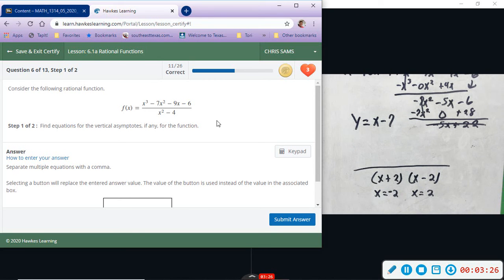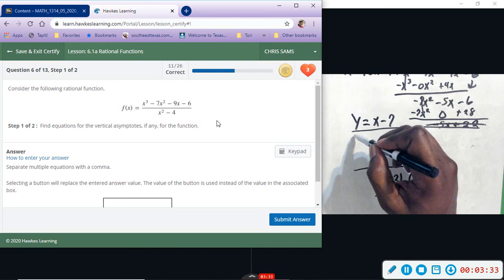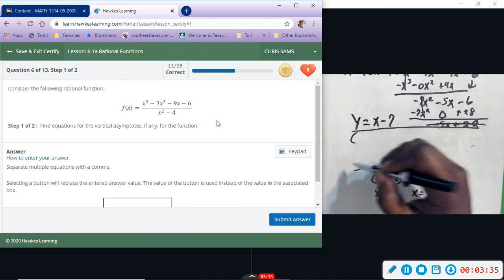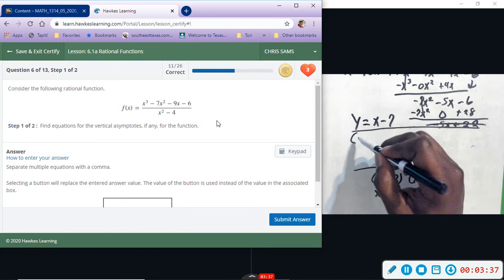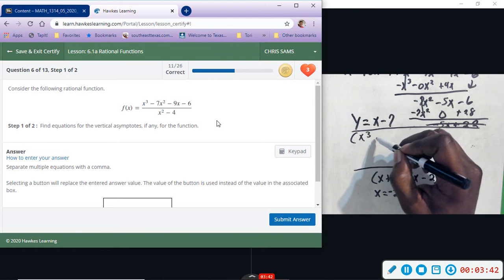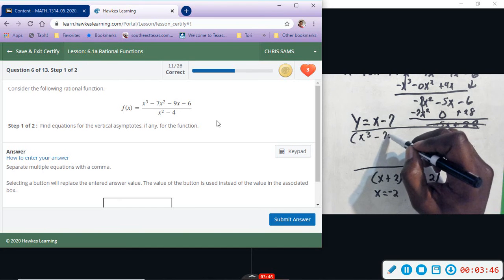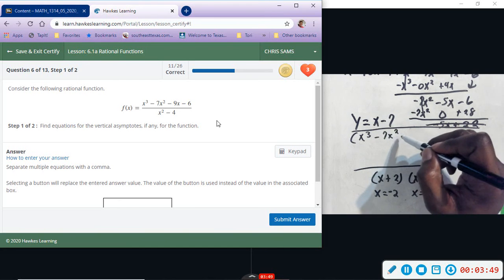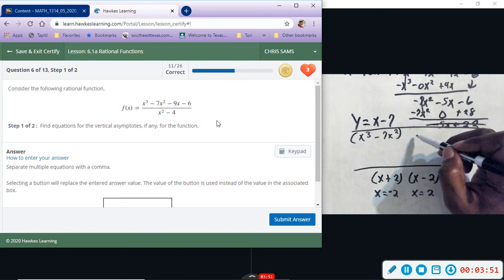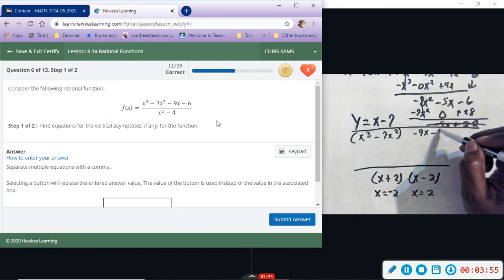So the numerator, I'm going to factor that. I'm going to try to factor it by grouping. Give myself some space here. So I'm going to start up here and write the factor form right above that line. So I'm going to start out with x cubed minus 7x squared. I'm going to group those two together. And then negative 9x minus 6. I'm going to group these two together.